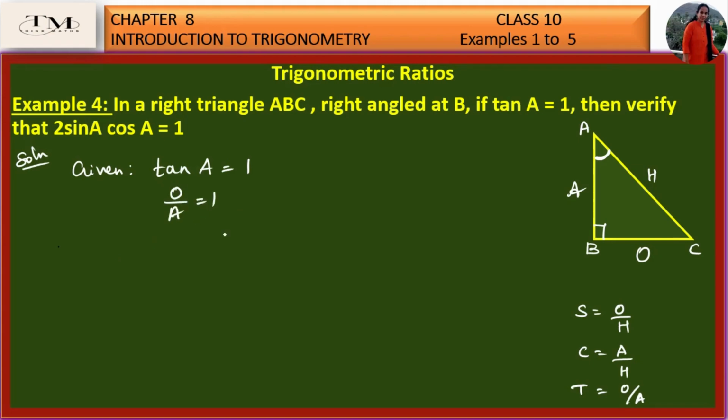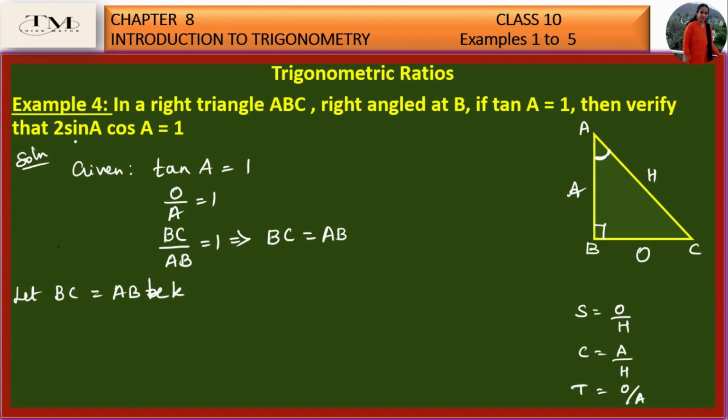So what is opposite? So opposite side is BC. So BC by what is adjacent? It is AB. So BC by AB is equal to 1. So on cross multiplying we will get BC equal to 1 into AB is AB. So we get BC is equal to AB. So let us assume this BC equal to AB. Let this value be K. So let us assume this. Let BC is equal to AB be K.